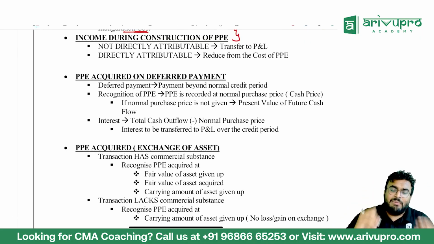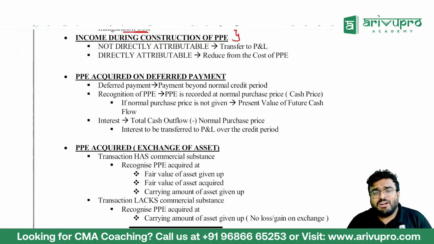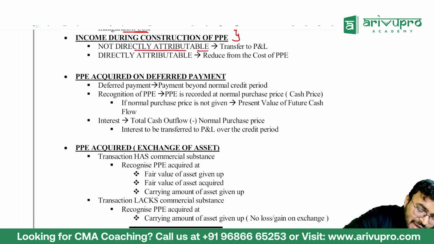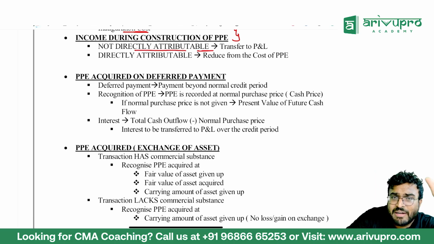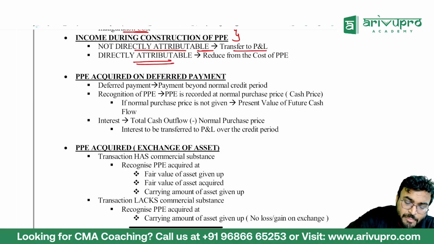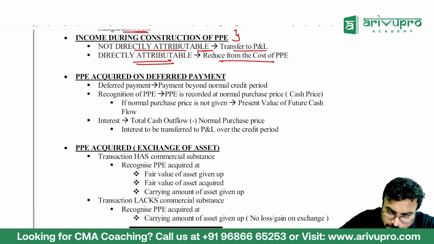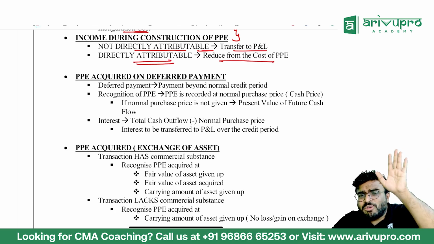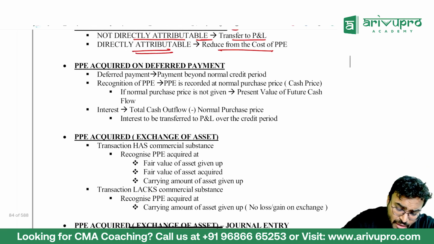When you are constructing one building, there is waste cement and all, and you sold it to one scrap dealer. That fellow gave you money. So if it is not directly attributable, not directly related to the construction of the PPE, transfer it to P&L. Directly attributable, reduce it from the cost of the PPE. It is directly related to the construction, reduce it from the cost of the PPE.